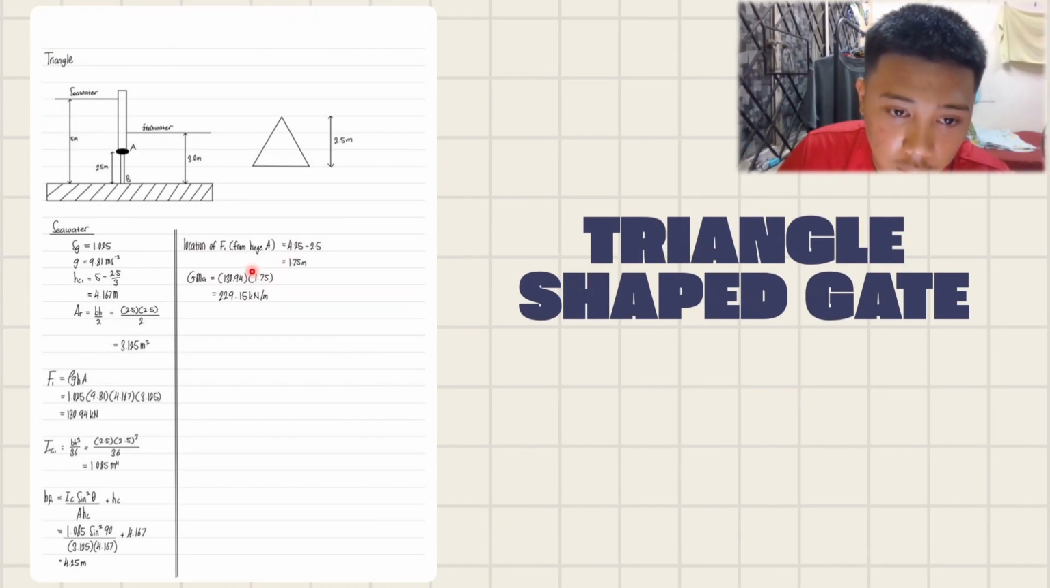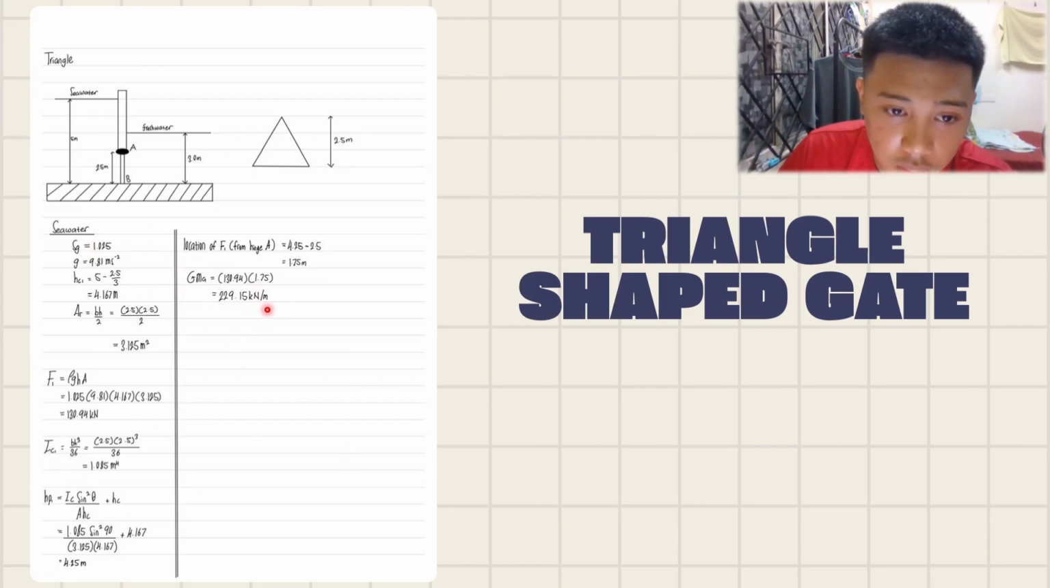In, we need to find the location for F1, where the force is acting on the gate. So also simple, we just take 4.25, which is the value of HP, minus 2.5, and we get 1.75 meters. So that's the location for F1. And then the last one is the moment acting on the gate.